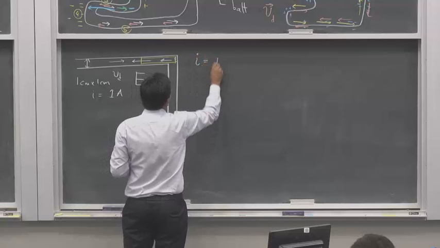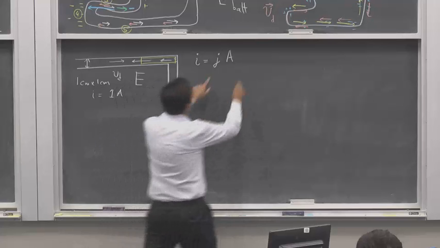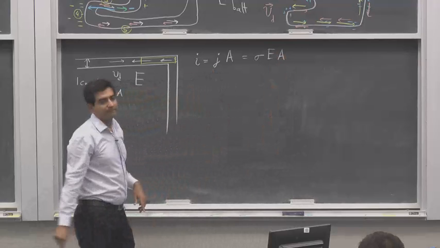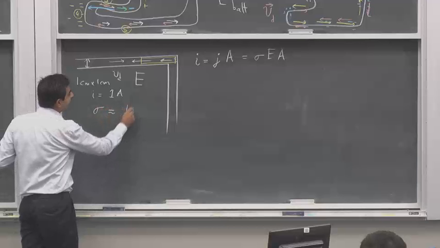J is the current density. Now J is sigma E, right? This is the conductivity. Suppose this is copper. So the conductivity of copper, let's take this to be 10 to the power 8 ohm meters inverse.